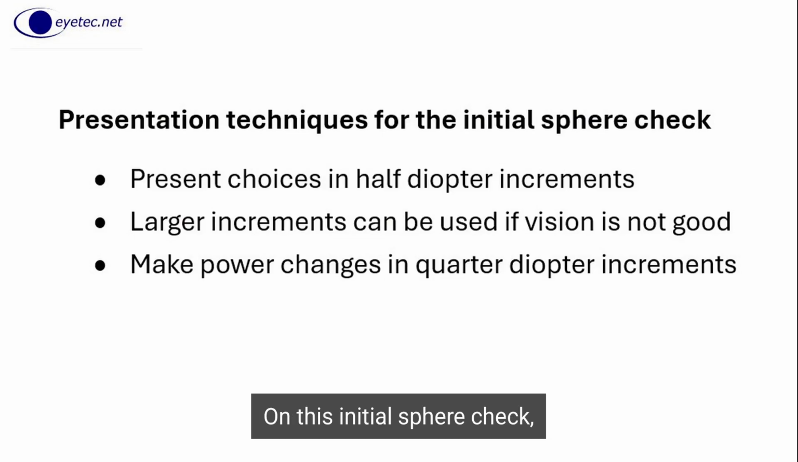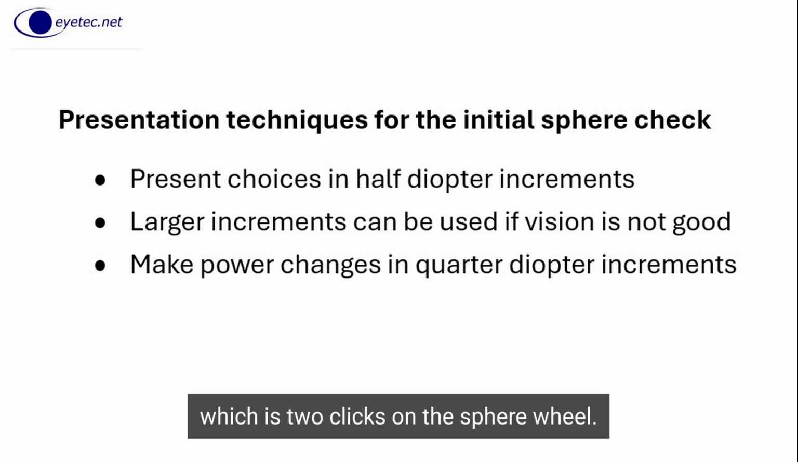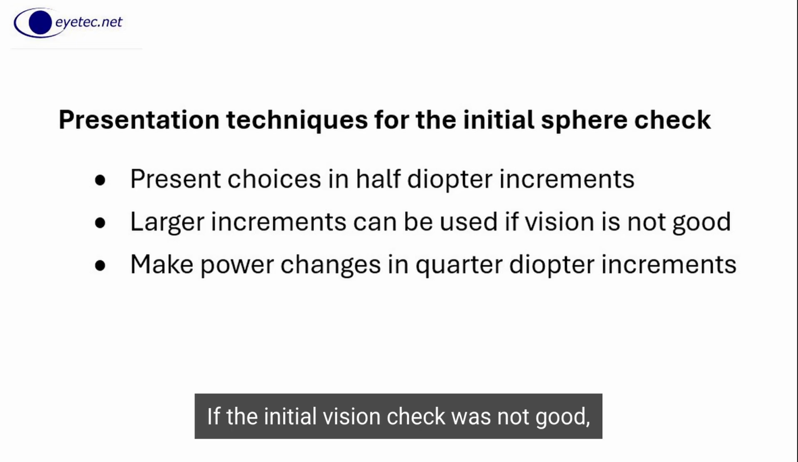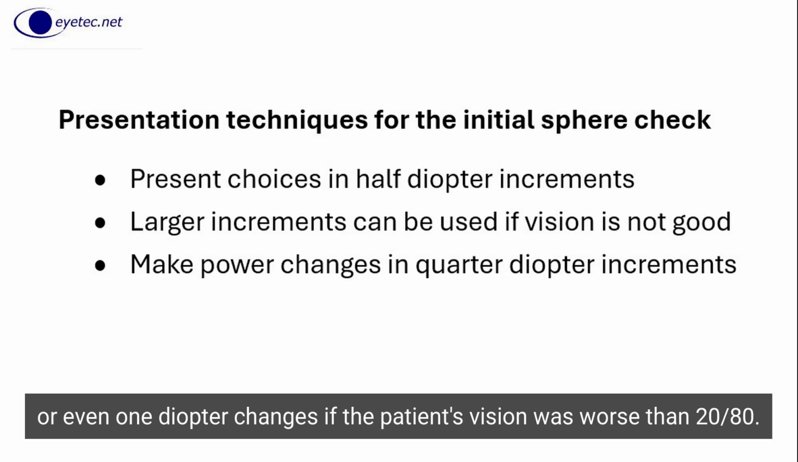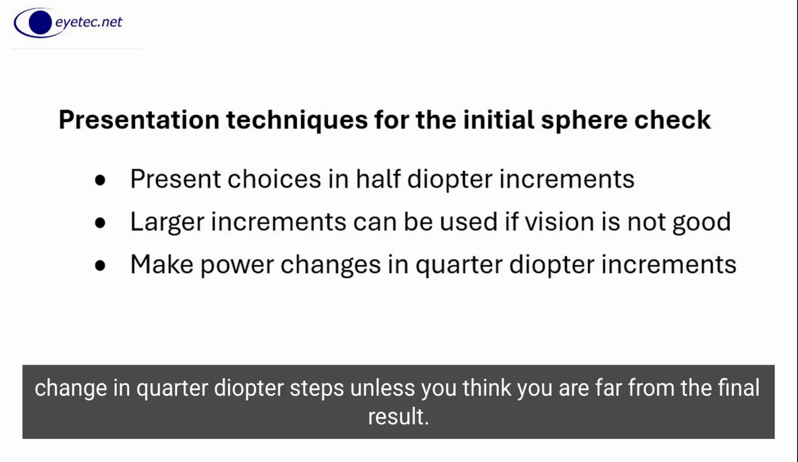On this initial sphere check, present the patient with a choice of powers at least 1/2 diopters apart, which is 2 clicks on the sphere wheel. It is very difficult for most people to discriminate between 1/4 diopter changes. If the initial vision check was not good, for example 20/50 to 20/80, you might use 3/4 diopter changes, or even 1 diopter changes if the patient's vision was worse than 20/80. When you change the sphere power in response to a patient choice, change in 1/4 diopter steps unless you think you are far from the final result.